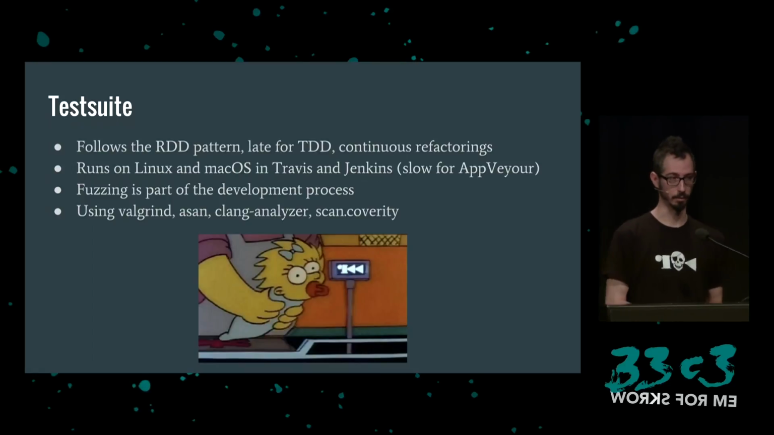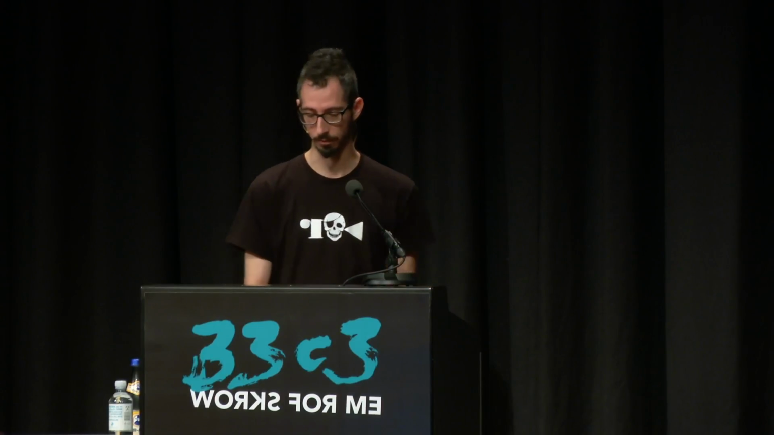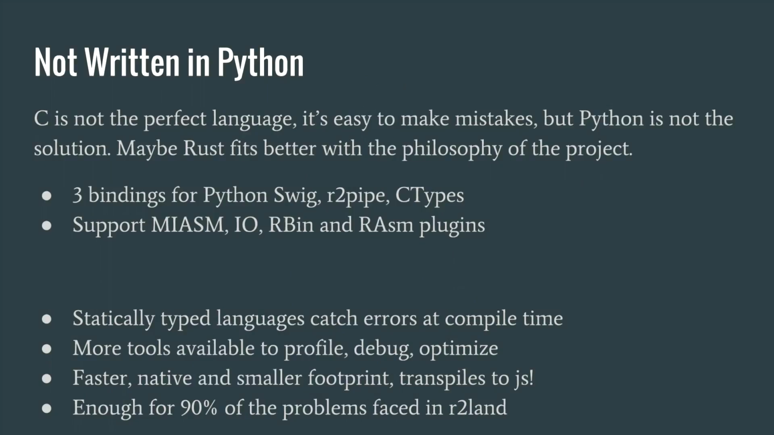This is important mainly because there are so many contributions. Many of them are from people that are starting to code. And we try to follow some standards. So there is some coding style, and this requires some education of the community. Another complaint is that this is not written in Python. I know that C is not the perfect language. It's easy to make mistakes, but Python is not the solution.